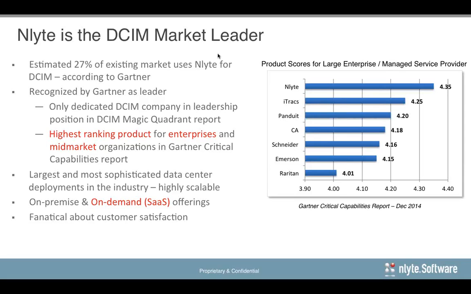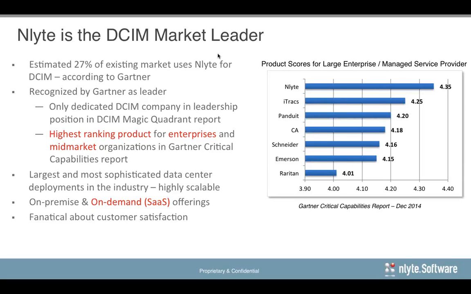And Gartner has a separate report they call the Critical Capabilities, which came out last year. I think it's going to be updated in January. It ranked the specific products of vendors, and nLight was ranked the highest for enterprise and mid-market companies. So we have the most robust product for these types of use cases for large enterprises and mid-sized companies. And as I mentioned, and you could see on the earlier slide, we have some of the largest and most sophisticated data center deployments in the world.